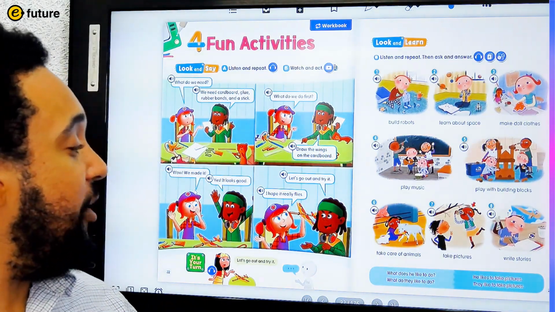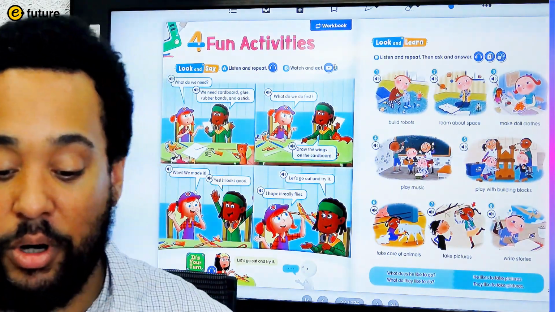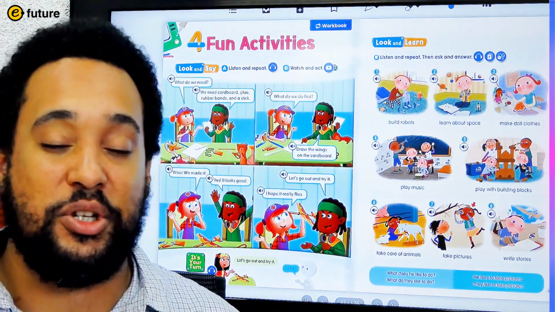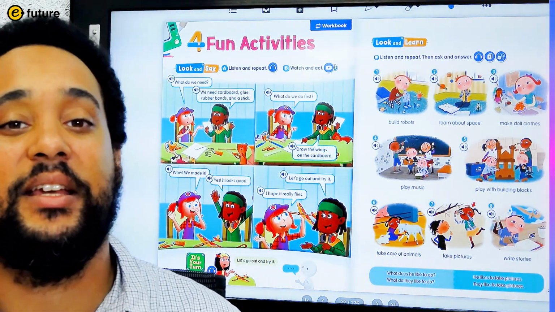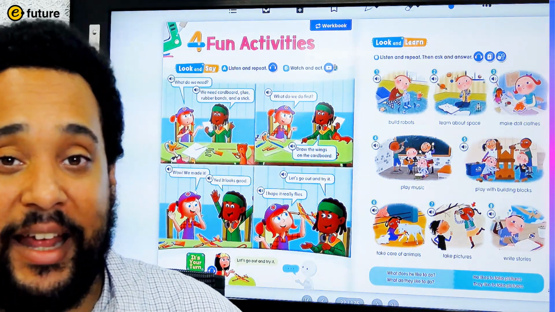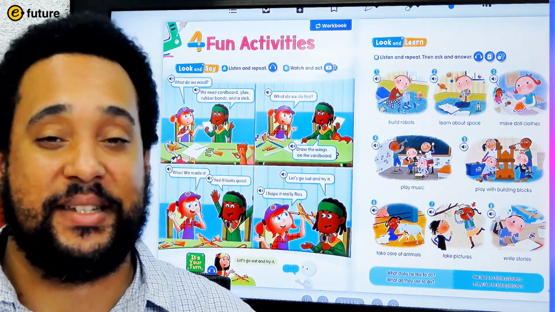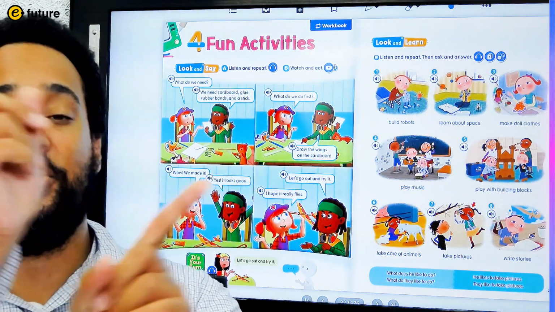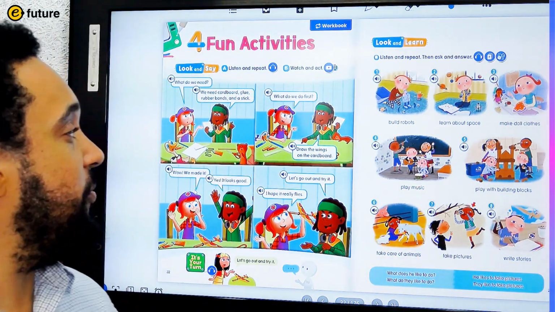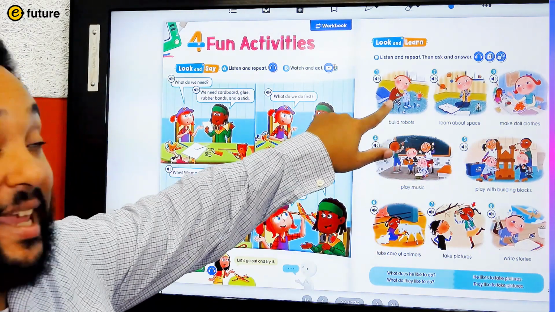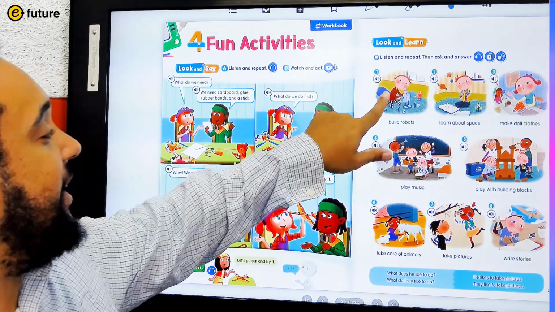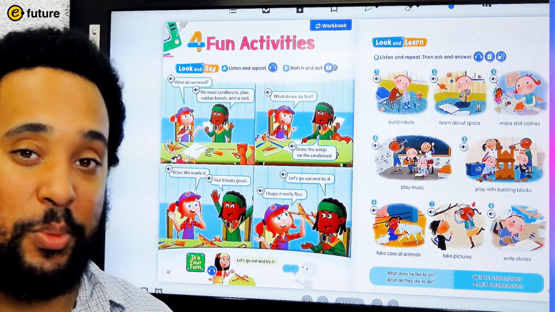So I want you now with your partner to talk to each other. I want you to go through each of these pictures and point to them and one person asks the question and the other person will answer the question. And then you will switch roles. So one person will go, what does he like to do? And then the other person will answer, he likes to build robots.